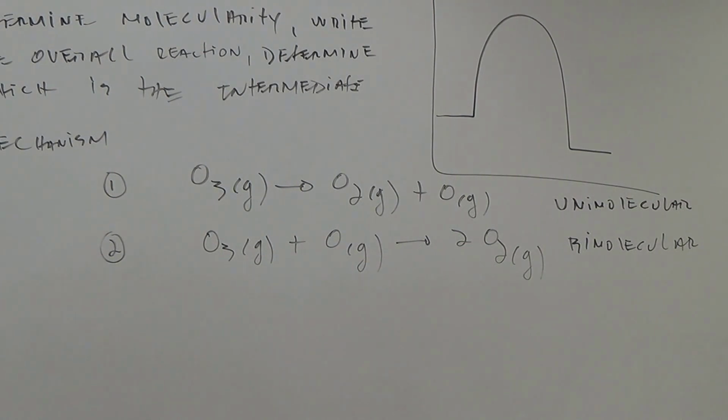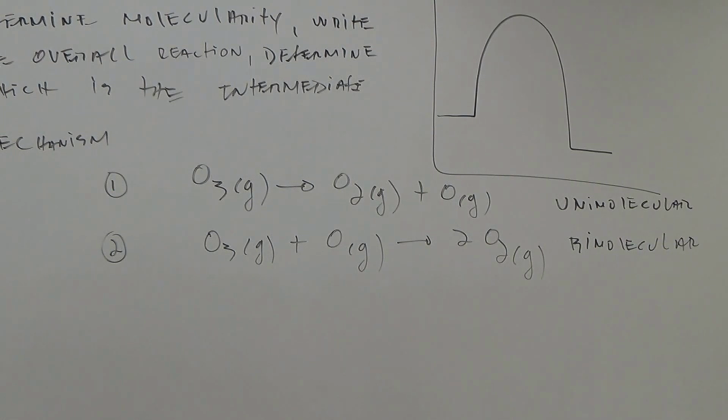So is the reaction first order or second order overall? You can determine the order of this reaction depending on something called the rate determining step. Write it down. The rate determining step is the slowest step.